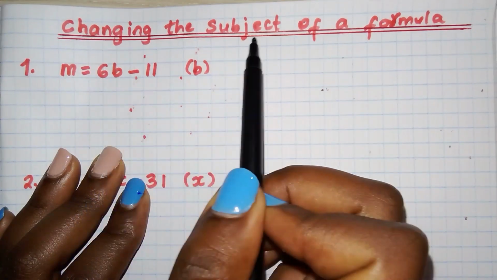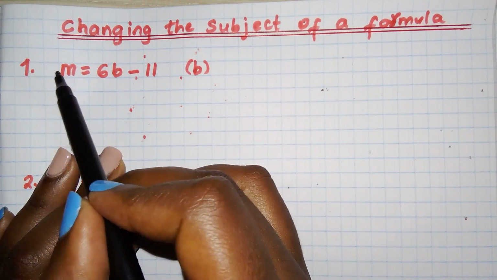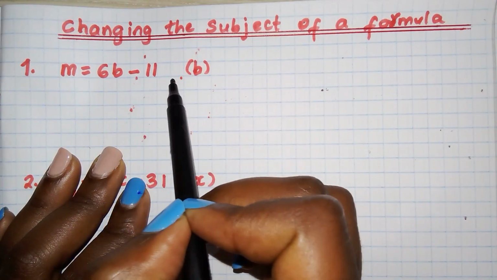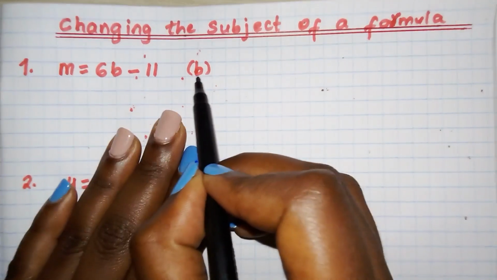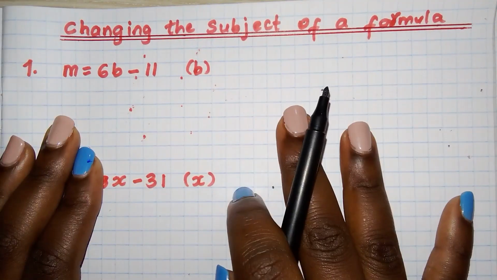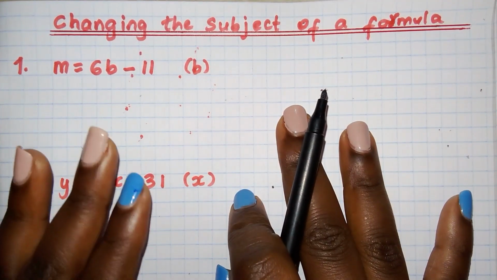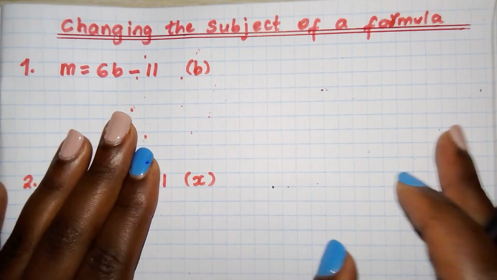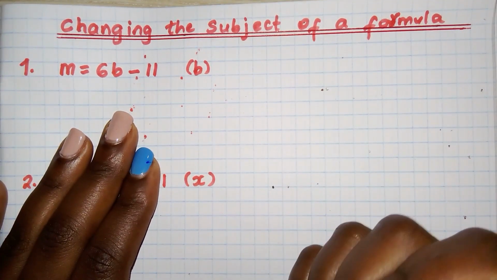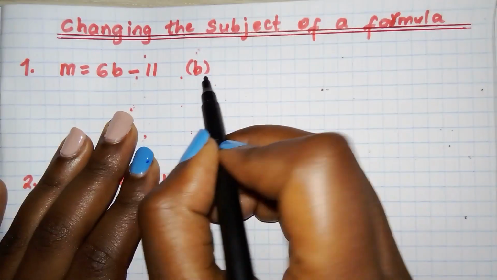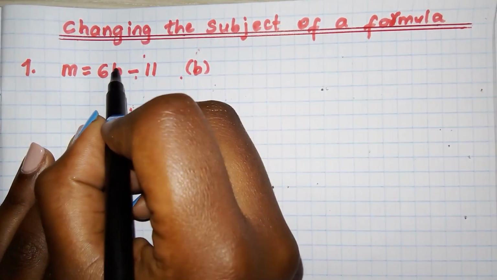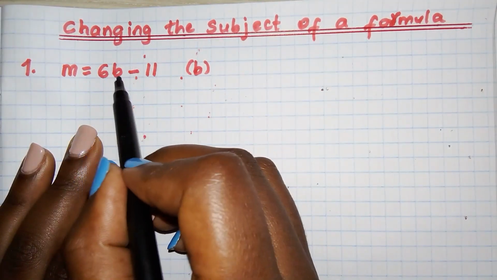And we're going to change the subject of the formula. Number one, you have m equals 6b minus 11. We're going to make b the subject of the formula. So here we apply the rules you've learned when solving equations. I have a video on solving equations, you can check it out. So we're going to make b the subject of the formula, meaning we get rid of anything attached to the b.